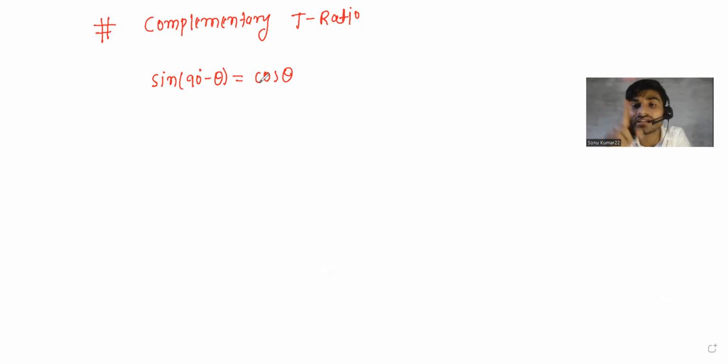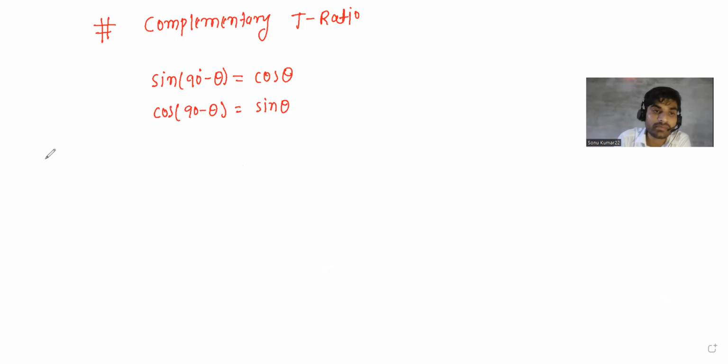It means these two angles are complementary. Complementary angles means the sum of the two angles is 90 degree, so both angles are complements of each other. Sine 90 minus theta is equal to cos theta. Cos 90 minus theta is also sine theta. This is one pair of the complementary trigonometric ratios.